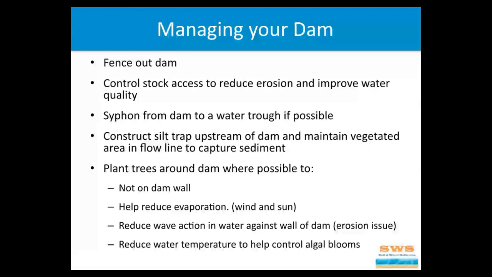So if our water doesn't get too hot, it can help control our algal blooms. A lot of our algal blooms occur when the water temperature gets above 22 degrees and we've got sediments flowing into the dams from upstream, and those sediments can contain nutrients. Our algal blooms love those nutrients coming into the dam and nice warm water, and then they take off from there. So being able to implement any of those sort of strategies certainly helps reduce the risk of algal blooms.